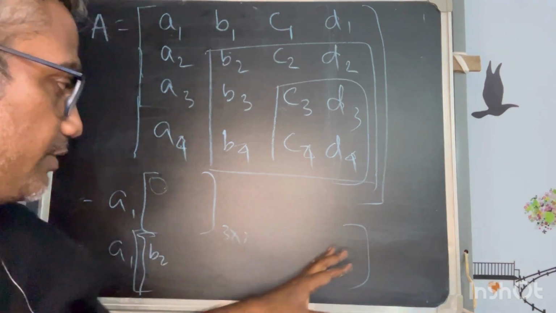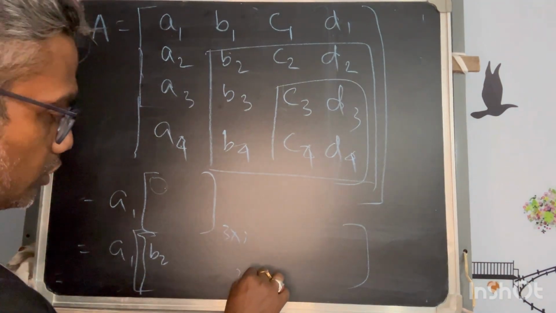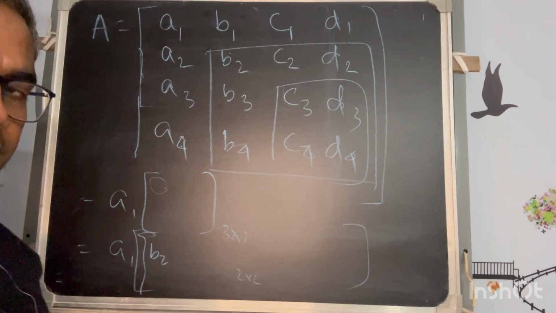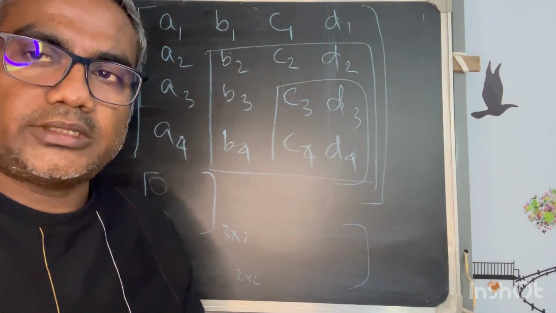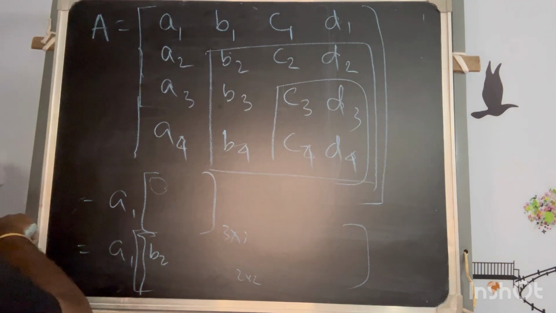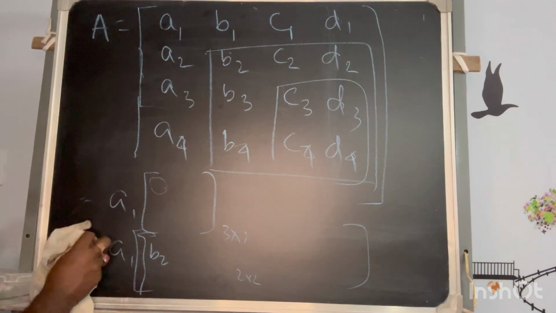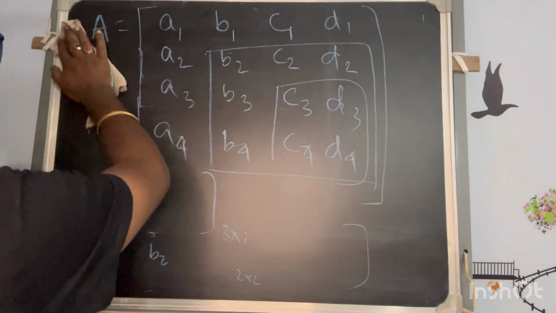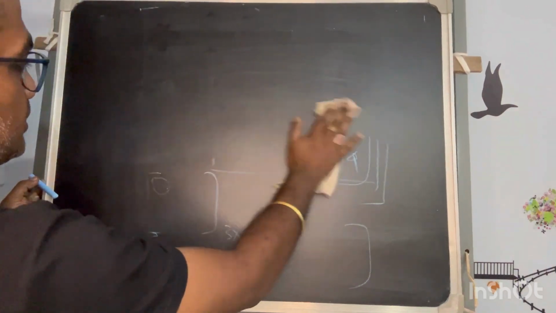Understand? It is a similar way till you get a 2 cross 2 matrix in every case, and then you will get the answer. So this is one way of doing it. There could be another way of doing it. In any case you can solve it by this also.